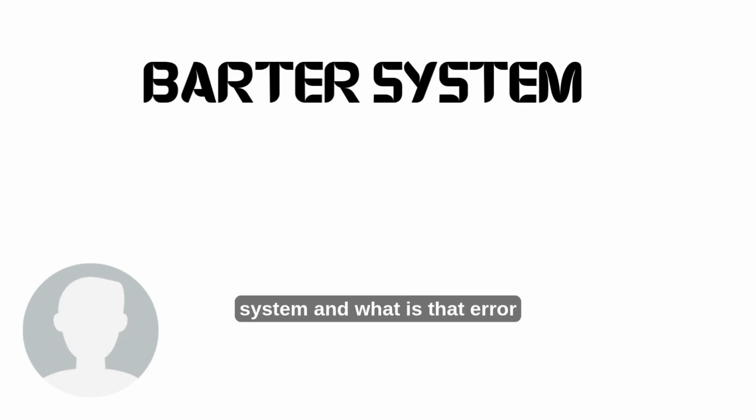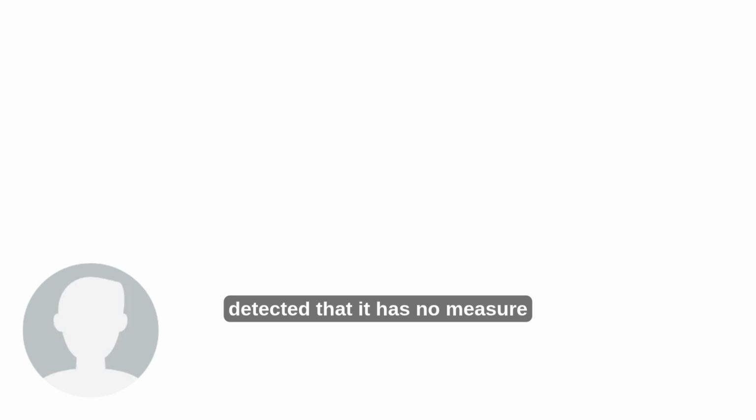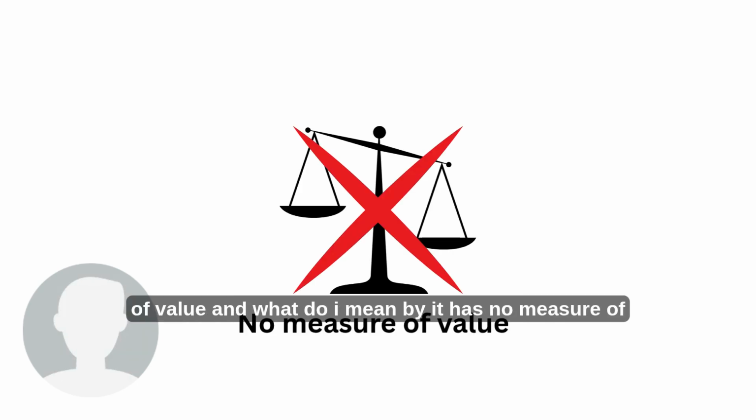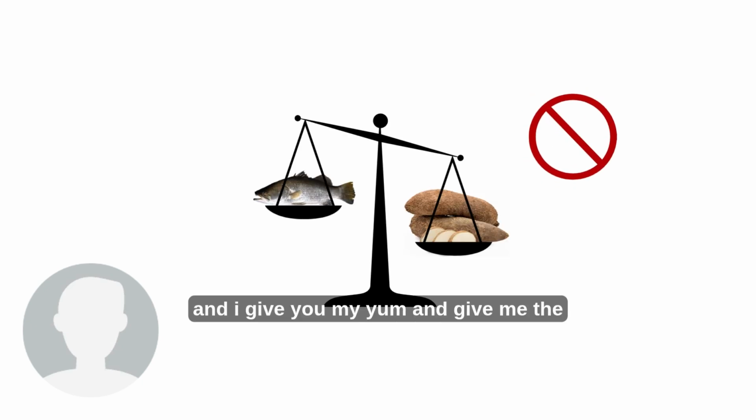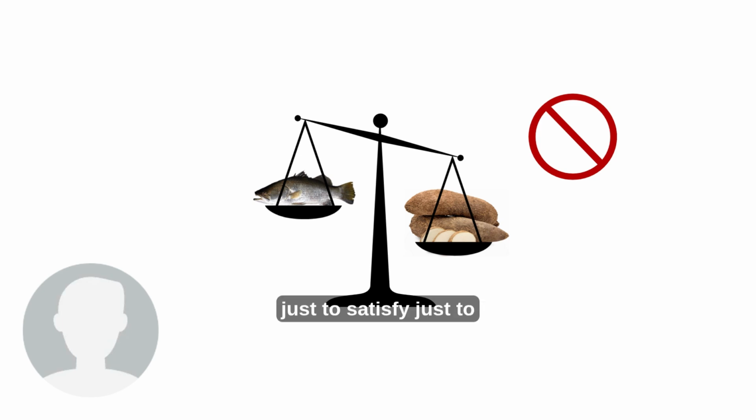And what is that error? They detected that it has no measure of value. What do I mean by that? If I am giving you yam, I have a very big yam, and because I need fish, and you have a very small fish, I give you my yam and you give me the fish. So I'm not getting the value of that yam in terms of quantity, just to satisfy my need. So there was no real measure of value.